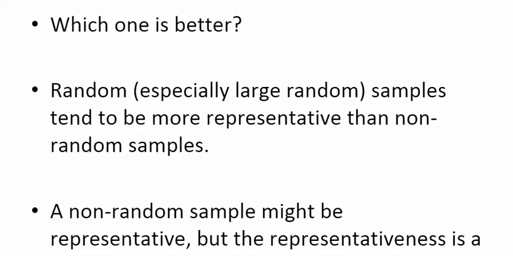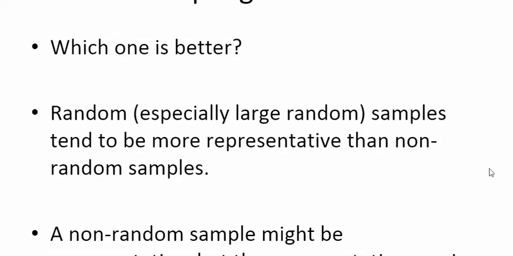So random sampling, especially large random samples, tend to be more representative than non-random samples. And that's because, now that we're talking about which sampling is better, random sampling is more likely to give you a representative sample, especially if it's large, because random sampling gives all members of the population an equal chance of being chosen. And when you do that, you're likely to get a balanced mixture of people.